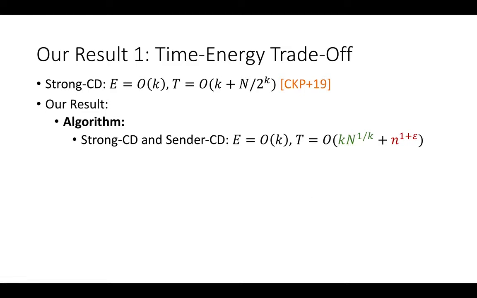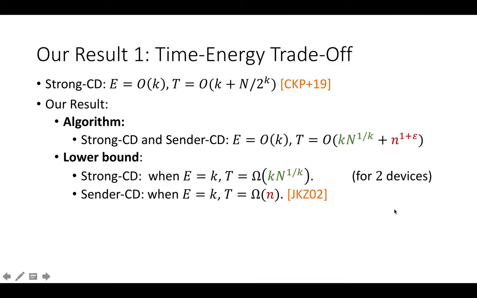We show that in both the strong CD model and the standard CD model, there exists an algorithm with energy complexity k and time complexity k times capital N to the 1 over k plus little n to the 1 plus epsilon, where epsilon is an arbitrarily small constant.